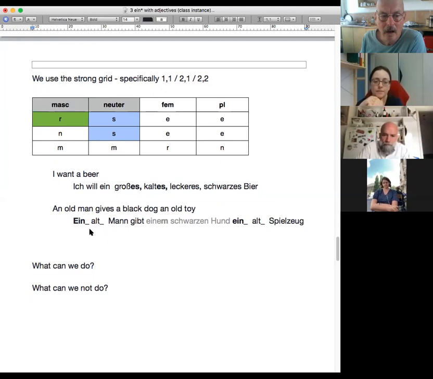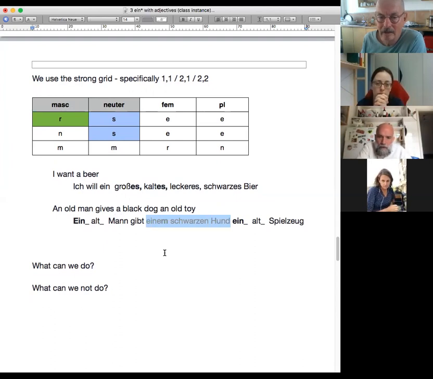Good example to get the additional S. An old man gives a black dog an old toy. Jamie, are you ready? Why is this one grayed out? Einem schwarzen Hund. Because I provided the answer. It doesn't matter, because we're looking at ein, not einem. What is ein? Is this decorated or undecorated? Ein alter Mann.